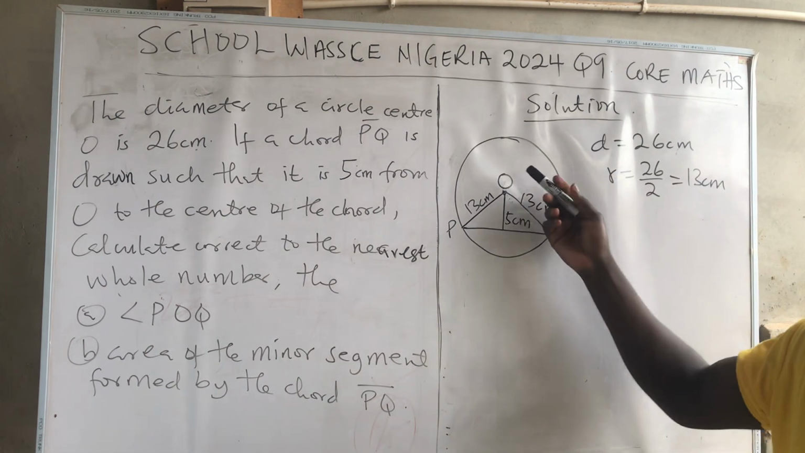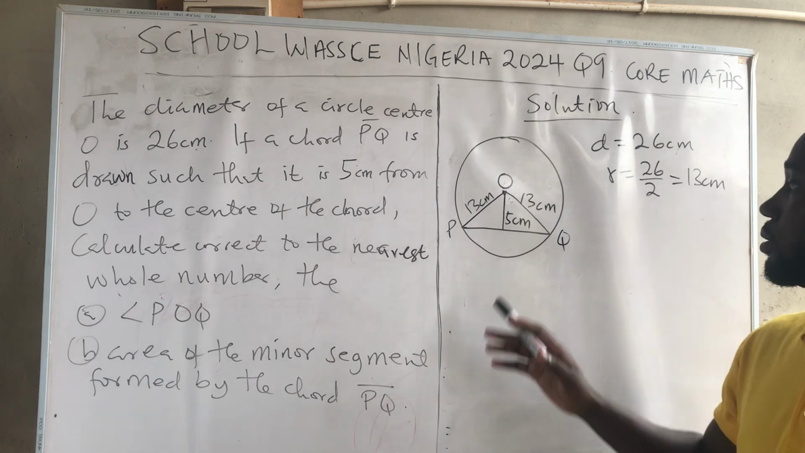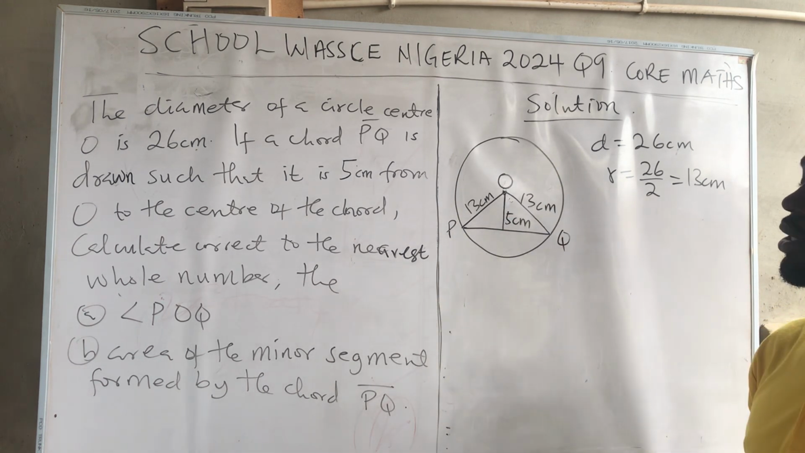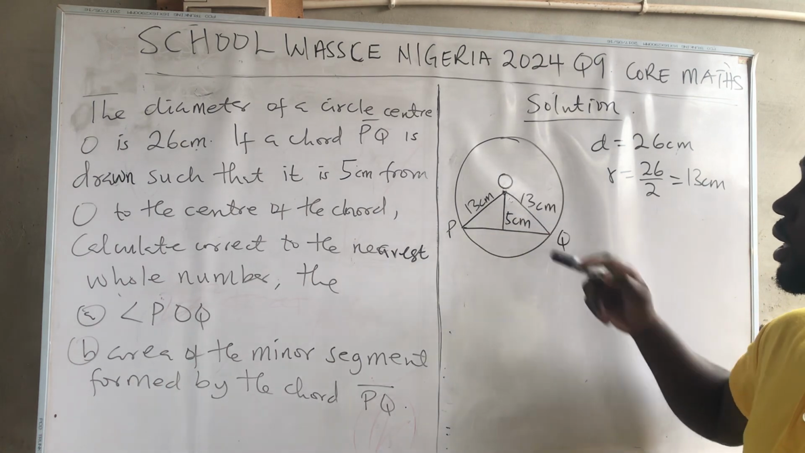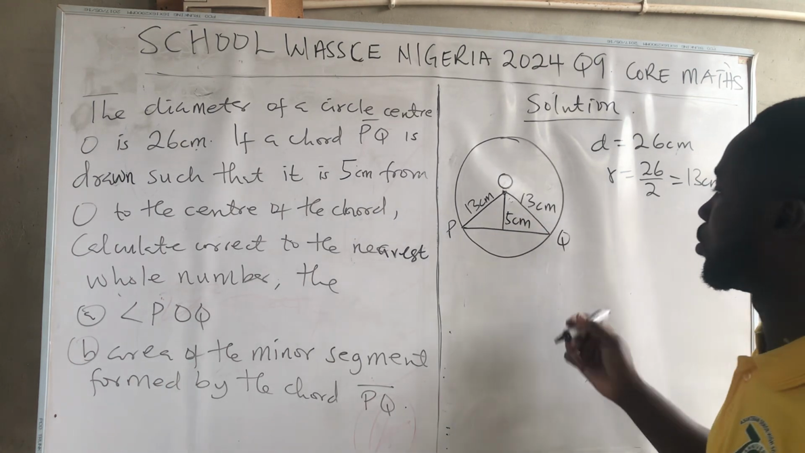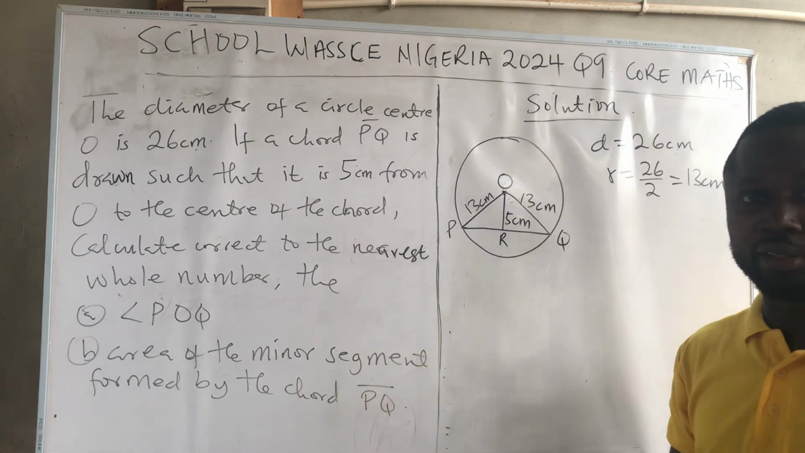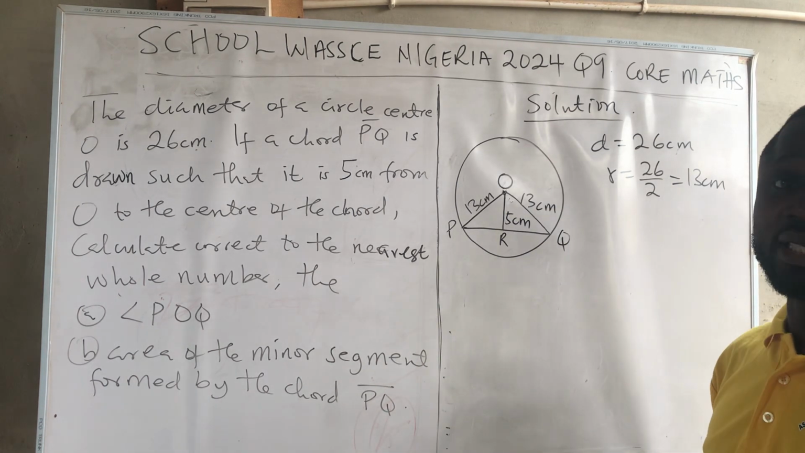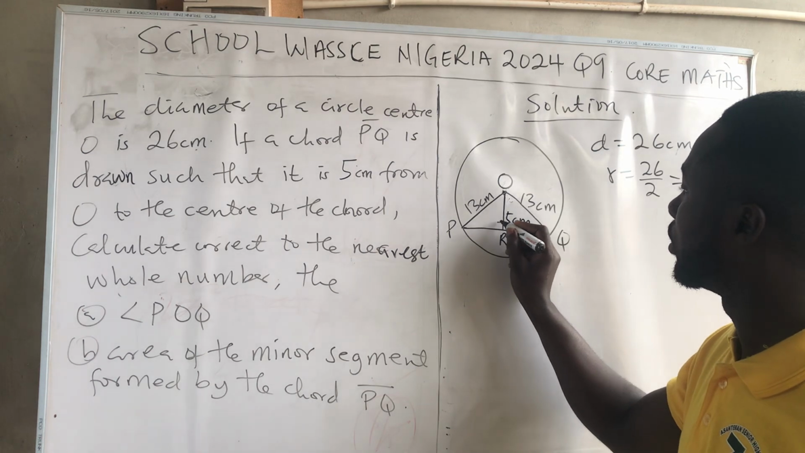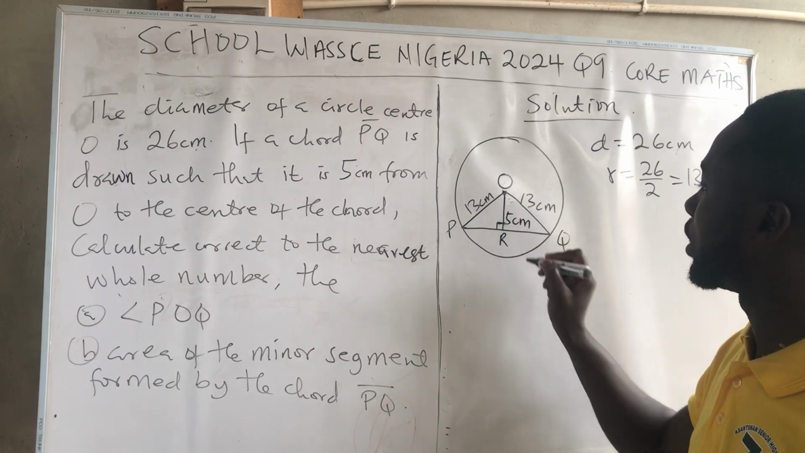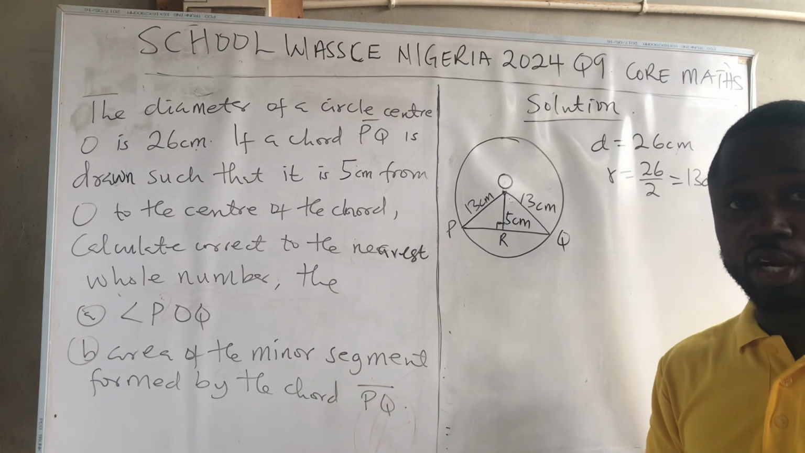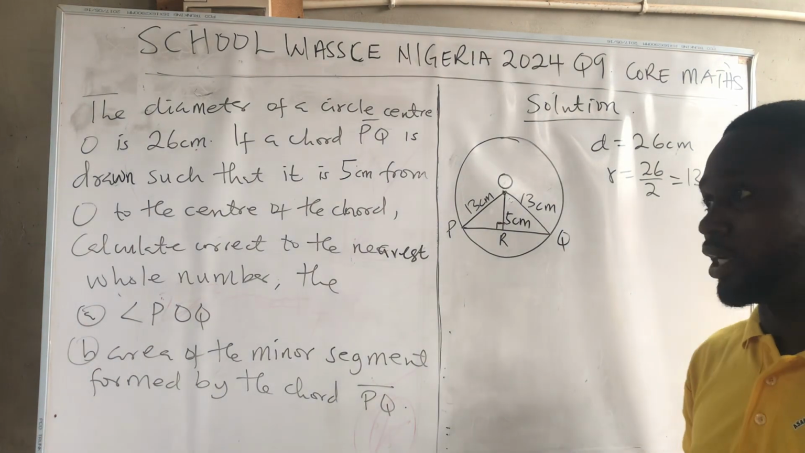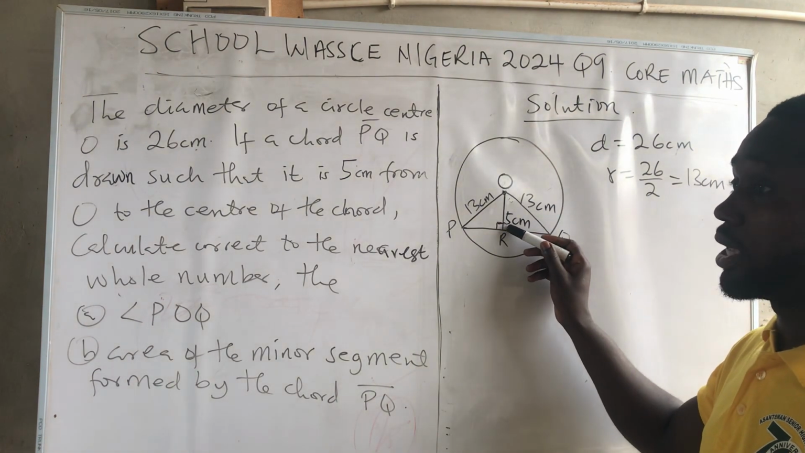So when you look at it, we have been able to put all the dimensions on the diagram. Our radius is 13, and our radius here is also 13. From the center to the chord is 5 centimeters. Let me label here as R. What we should notice is that from the center to the chord, the straight line is perpendicular to the chord. It becomes the height of the triangle. So this becomes a right angle triangle, and this also becomes a right angle triangle, because if here is 90 degrees, then here will also be 90 degrees.